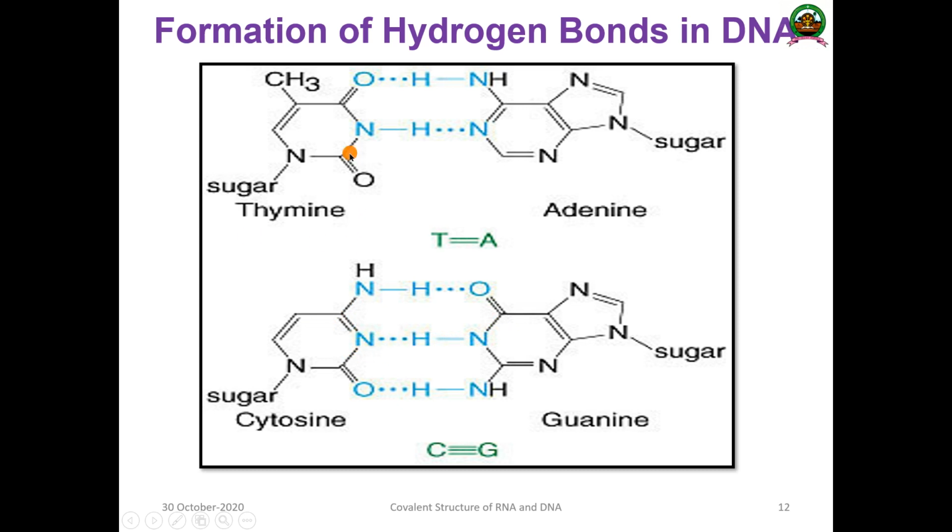The third one you can see here, oxygen here, and what is here? Since it is guanine, one more NH2 will be there, isn't it?